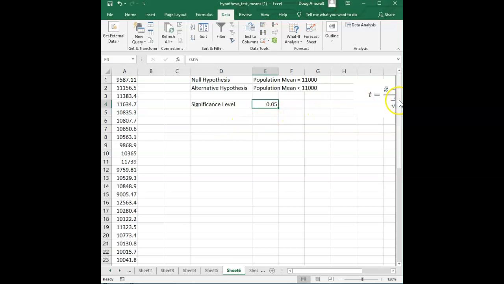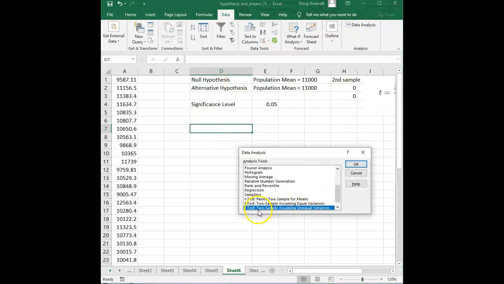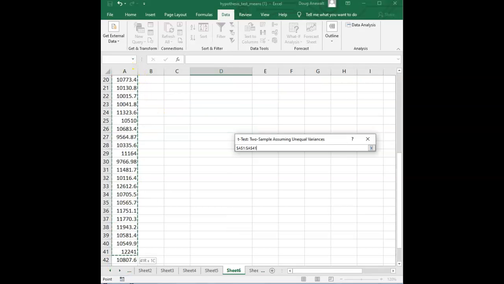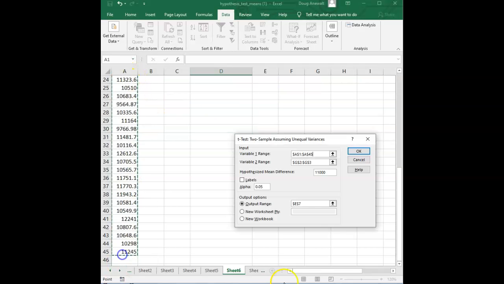If we want to use the data analysis, we have to just make up a second sample with zeros in it. And then we go to data analysis. We do not know the population standard deviation, so we use the t-test, and our only option here is with two samples. Make sure you have the correct range here. Our sample size is only 45 in this example, and make sure you're on the right sheet as well.